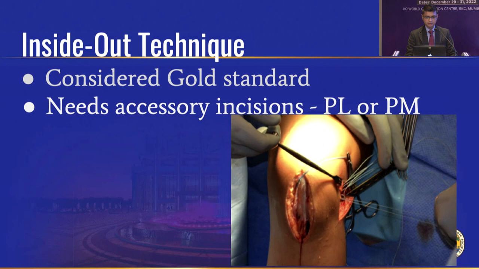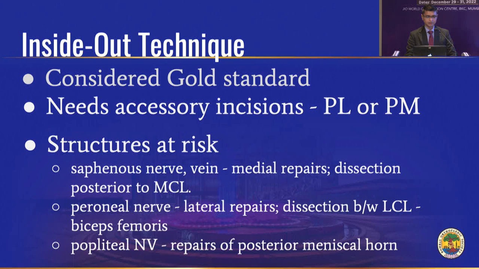The structures which are at risk, on the medial side, the saphenous nerve and vein. So dissection should be kept posterior to the MCL. Peroneal nerve on the lateral side. So dissection should be kept between the LCL and the biceps femoris. And the popliteal neurovascular structure, where there's repair of the posterior meniscal horns involved.